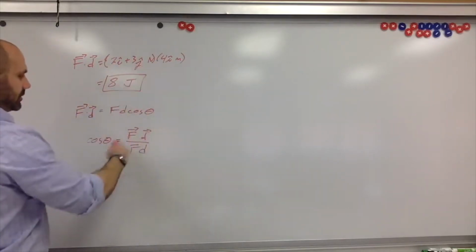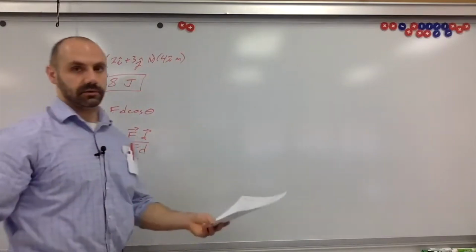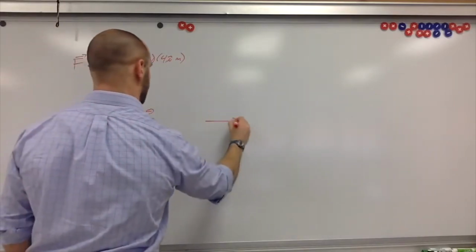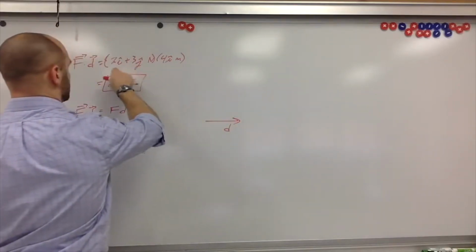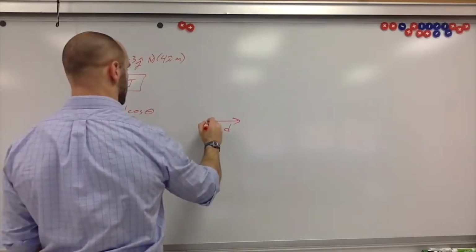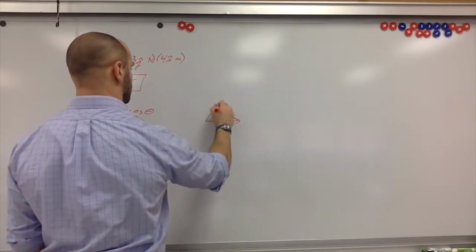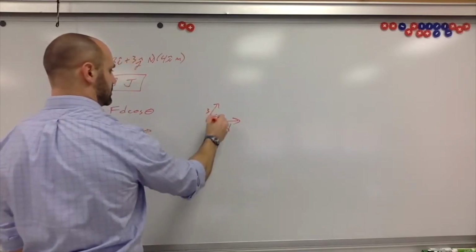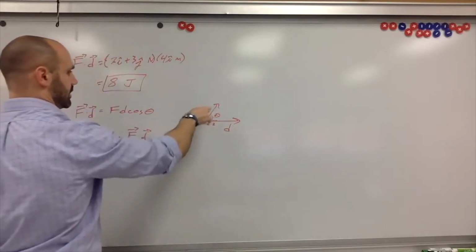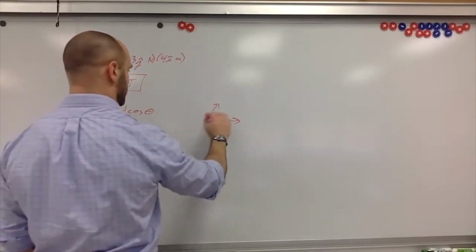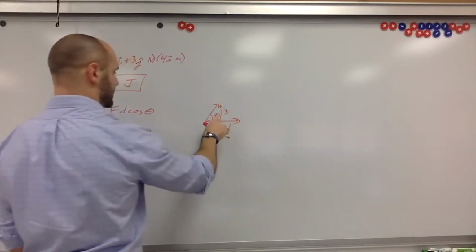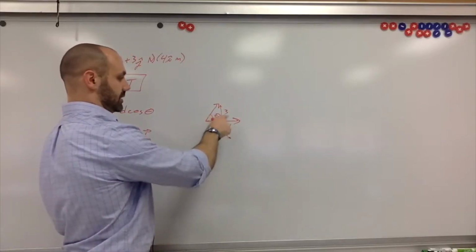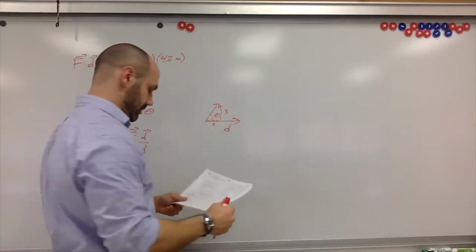So I could do that, but let's not forget some basic tools that we have. This is in the I direction, right? So this is the displacement. The force is like this. It's over 2 and up 3, right? Here's 2, this is 3. Can I find this angle pretty easily? Isn't this angle just the inverse tangent of 3 over 2? Right? Why can't I do that?